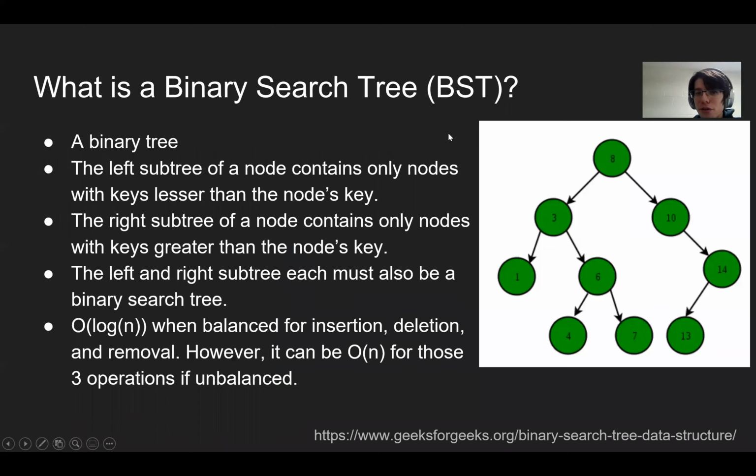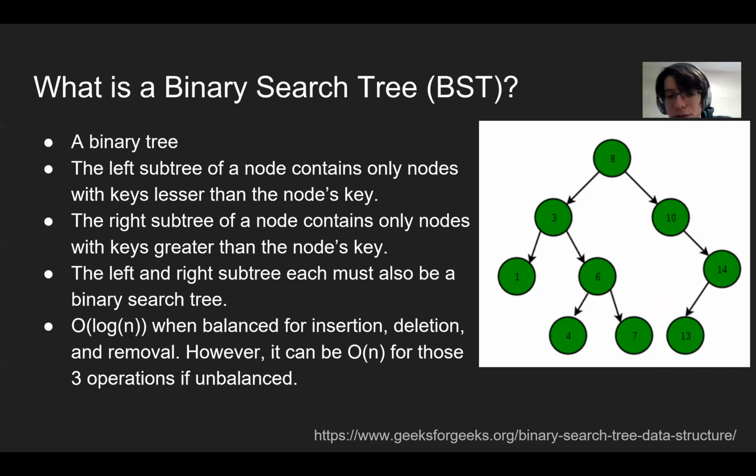So what is a binary search tree? Well, if you remember, a binary search tree is a binary tree in which the left subtree of a node contains only nodes smaller, and the right subtree of a node contains only nodes larger, right? And the left and right subtrees must also be binary search trees. And it's O(log n) if it's balanced for insertion, deletion, and removal.